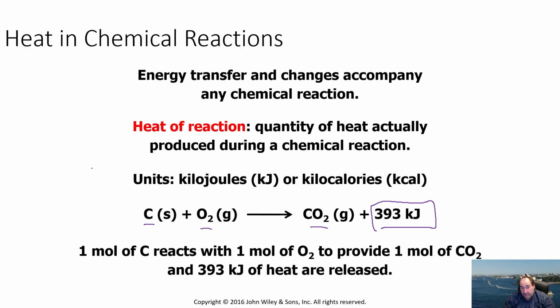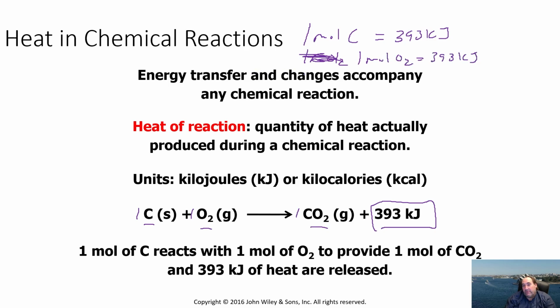Remember that earlier on in this chapter, we saw that the numbers that we see in front, the coefficients, can be thought of as the moles. So we could say for every 1 mole of carbon, we get 393 kilojoules of energy out. For every 1 mole of oxygen, we also get 393 kilojoules of energy out. And for every 1 mole of CO2 produced, we also get 393 kilojoules of energy. So you can actually tie the equation to the products and how much energy is given off.